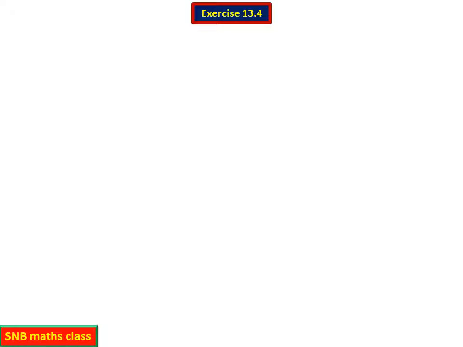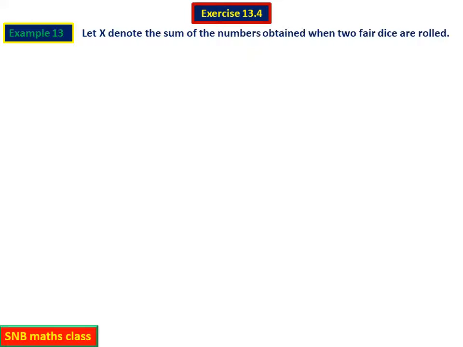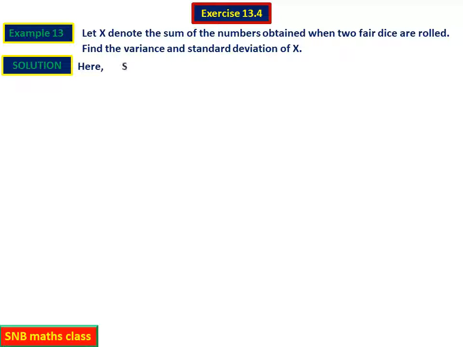Now let us work out the questions of exercise 13.4. First example is example number 13. Let x denote the sum of the numbers obtained when two fair dice are rolled. Find the variance and standard deviation of x. We have done a similar question. So here S will be equal to 1 1, 1 2, etc., then similarly 6 1, 6 2. Last one is 6 6. The number of elements in S will be equal to 36. Total number of ordered pairs will be 36.